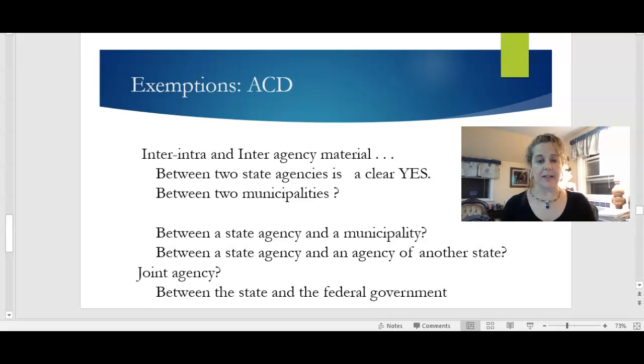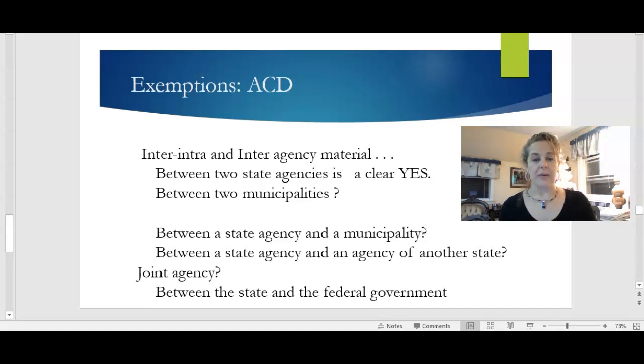What isn't addressed is if those communications are between two municipalities, or between a state agency and a municipality, or possibly between agencies of another state. For example, there are joint state agencies like the Port Authority, which is run by both New York and New Jersey, and the question is, if the two agencies, one from New York and one from New Jersey, were deliberating things, would that be subject to exemption under ACD? And what about between the state and the federal government? None of these things are really addressed.